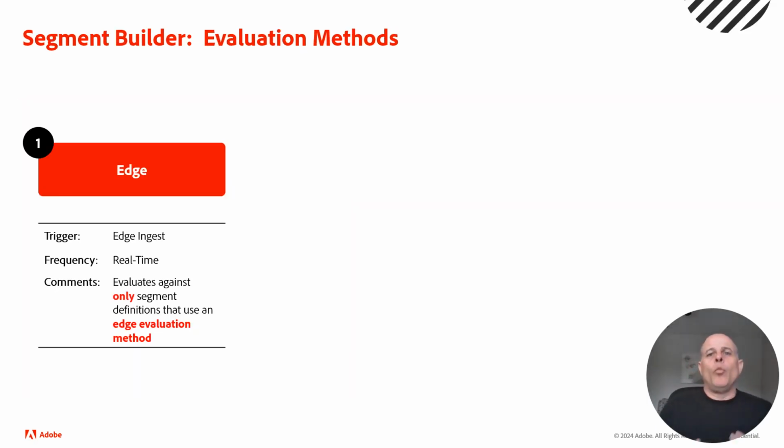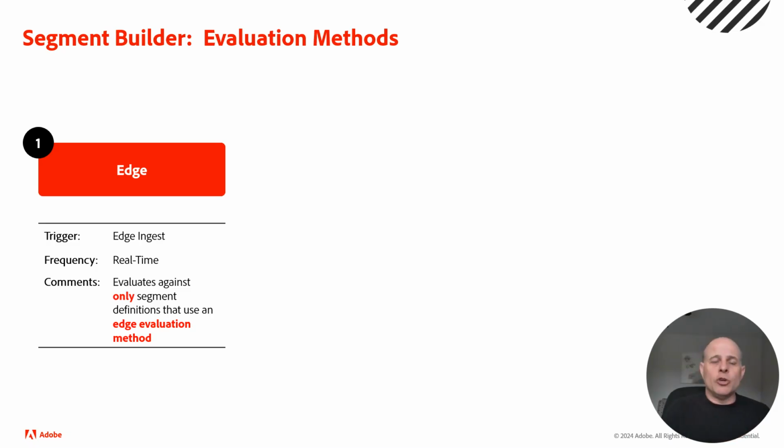So what is Segment Builder? Segment Builder basically has a UI that allows us to build out these various rules. But as part of those rules, one of the things we have to define is the evaluation method. That method is evaluated in three different ways, as you saw earlier: edge speed, streaming speed, and batch speed. How each one behaves is a little different.